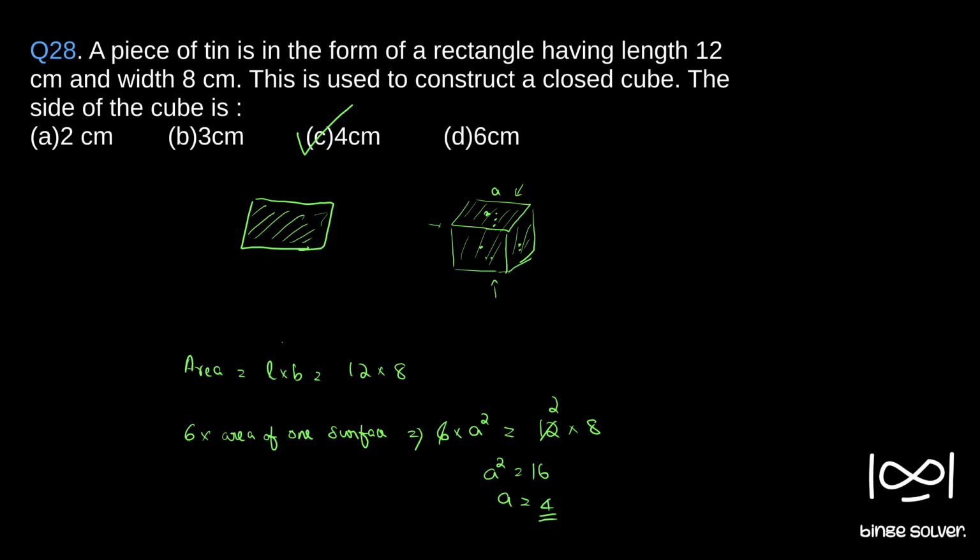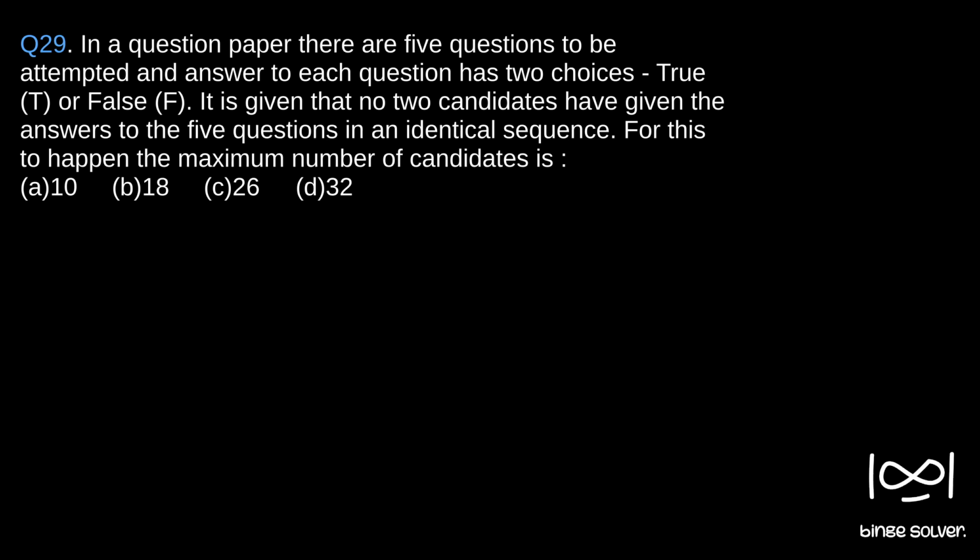Next question, question 29. In a question paper, there are 5 questions to be attempted, and the answer to each question has 2 choices, true or false. It is given that no 2 candidates have given the answers to the 5 questions in an identical sequence. For this to happen, the maximum number of candidates is.